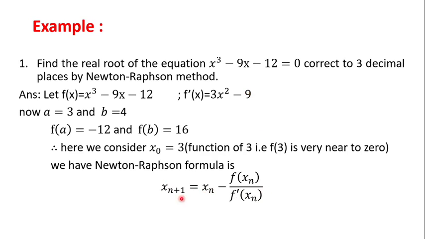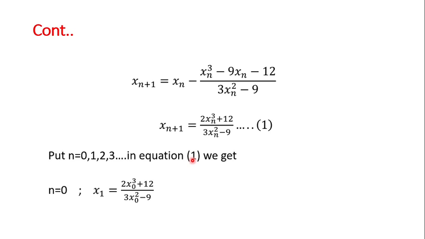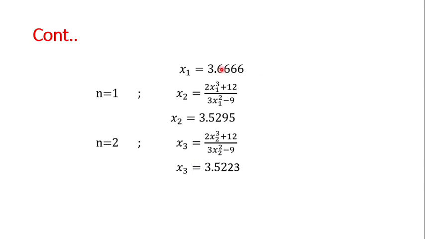Now put the x value as x naught. What is x naught here? 3. Press calc and put the x value as 3. We get 11 by 3, that is nothing but 3.666. Again press calc and put the x value as 3.666. Press equals. We get 3.5295441.